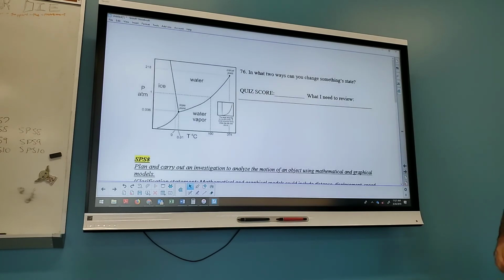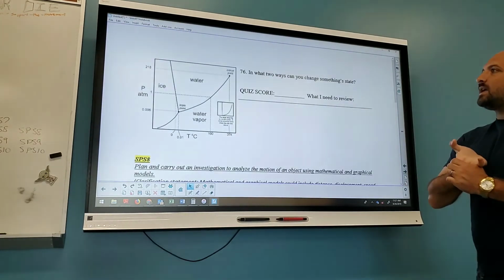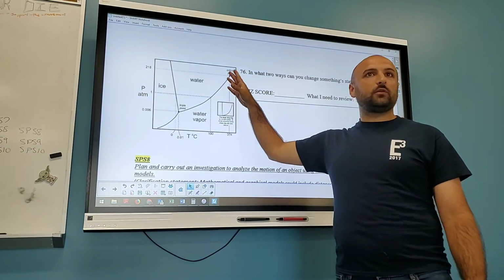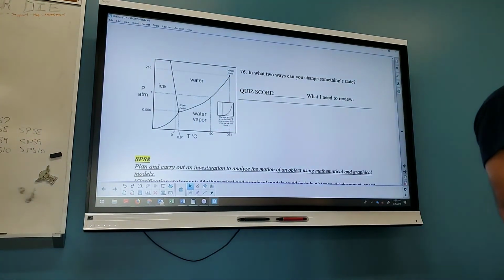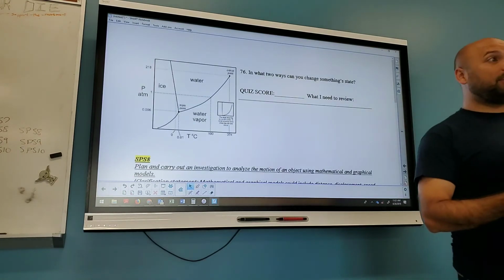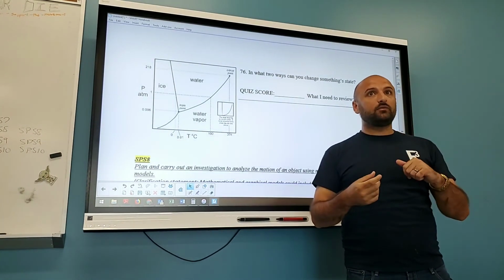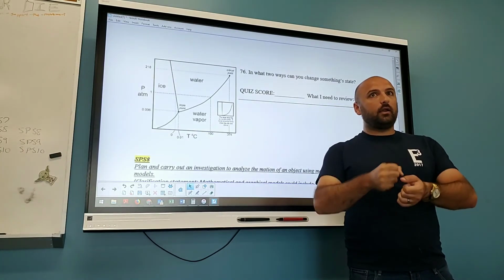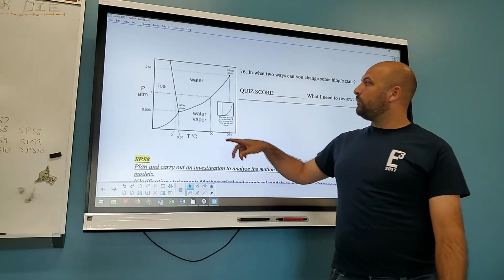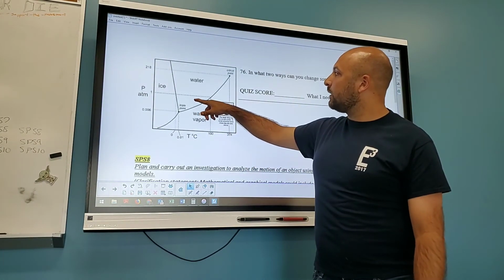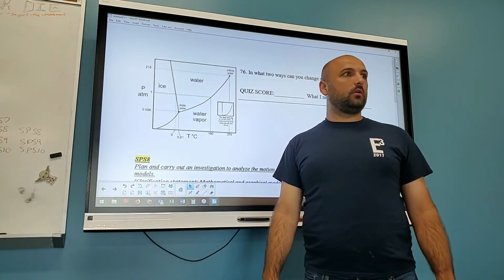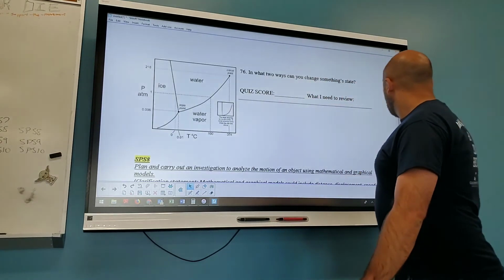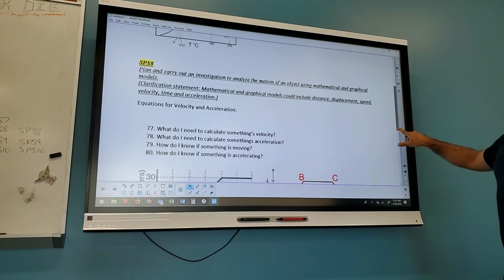Okay? In what two ways can I change something's state? Well, I can either increase or decrease pressure, or I can increase and decrease the temperature. All right? Remember we boiled water at like 50 degrees? I had that syringe, right? And I got 50 degree water in there, and then I decreased the pressure. So with 50 degree water, that's right here, and I decreased the pressure, it became water vapor and started boiling.